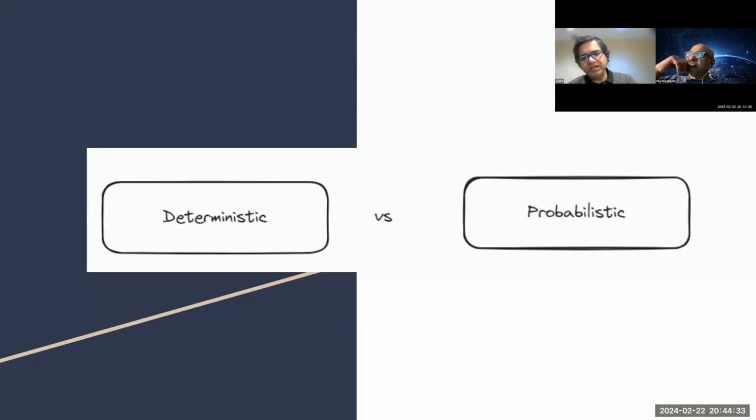Whereas the moment it comes to machine learning, or in this case generative AI, the answers are probabilistic. So it can be good, it can be bad also. So that's where the whole evaluation thing comes into the picture.